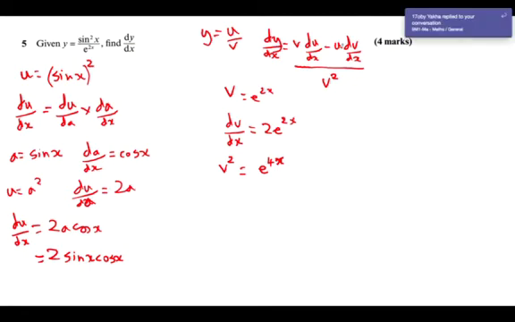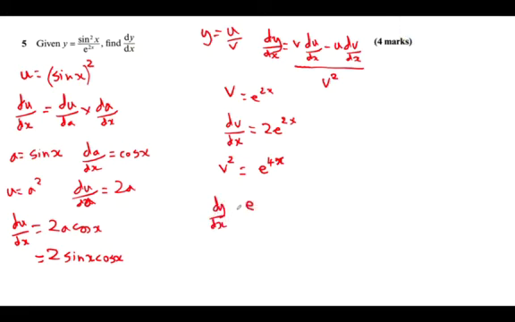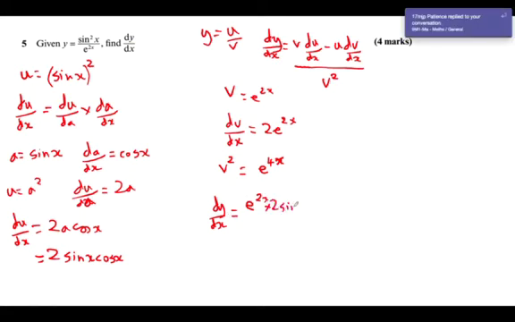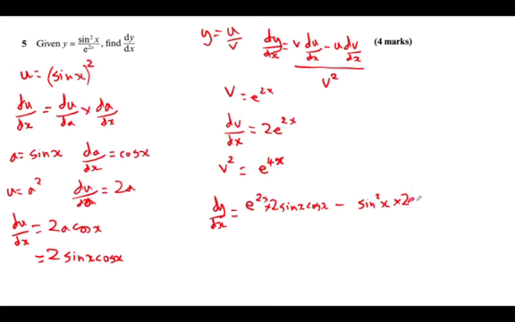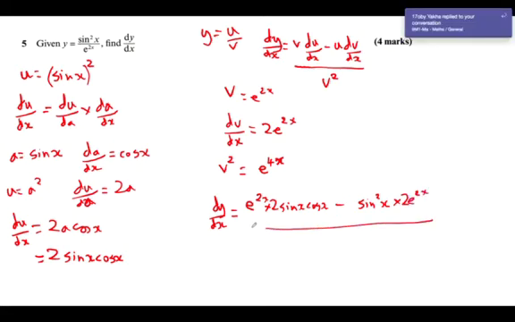So let's substitute everything in now. So dy/dx equals v, which is e to the 2x, times du/dx, which is 2 sin x cos x, minus u, which is sin squared x, dv/dx, which is 2e to the 2x, all over v squared, which is e to the 4x.